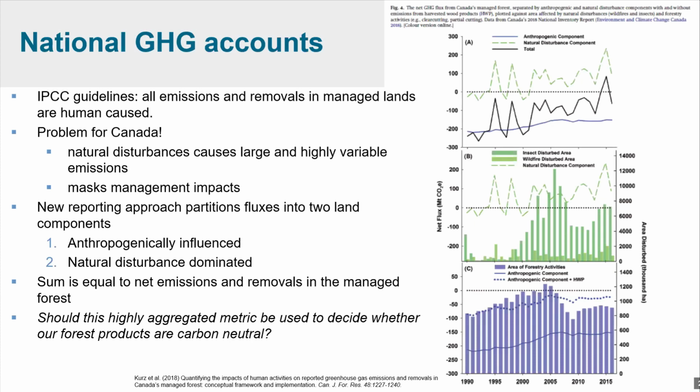So one thing I question is, should this highly aggregated metric be used to decide whether our forest products are carbon neutral, or is it just too aggregated of a metric? Do we need to get a higher spatial and temporal resolution on this to better understand it?